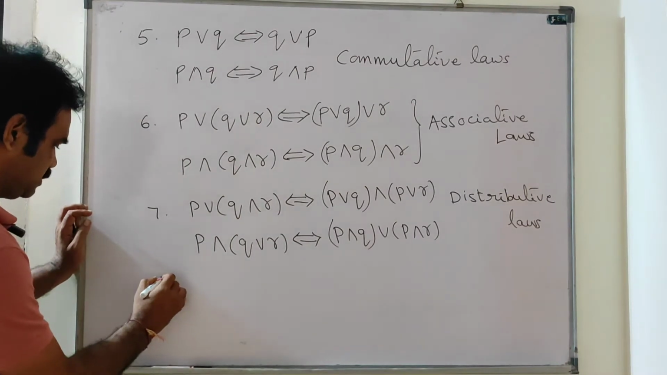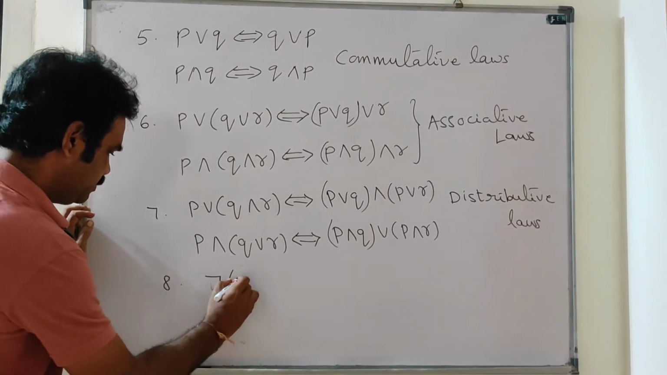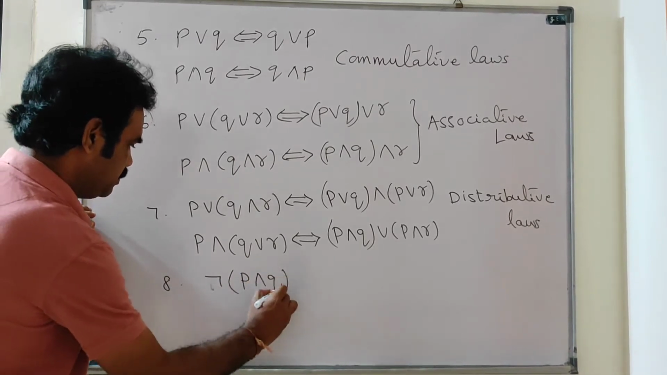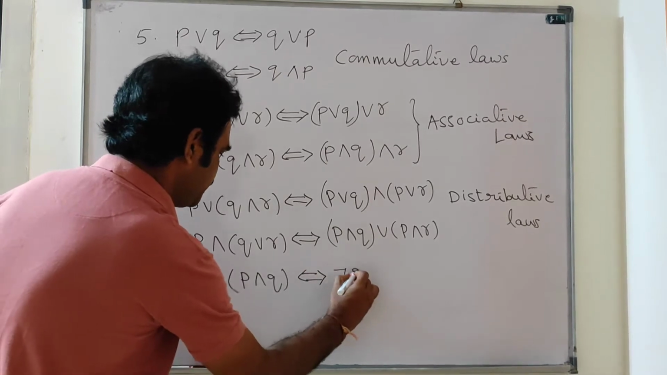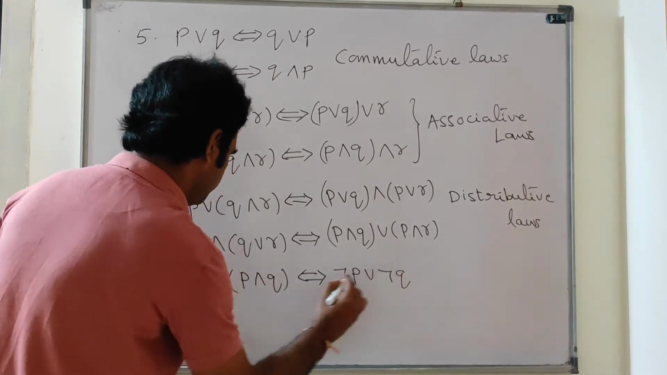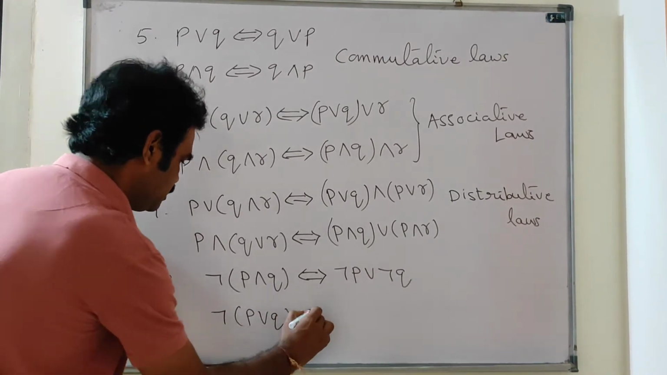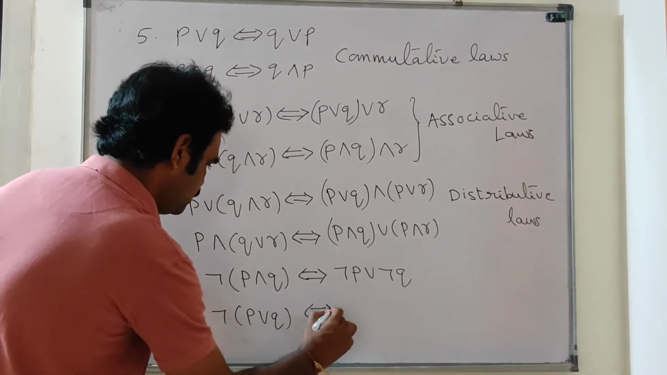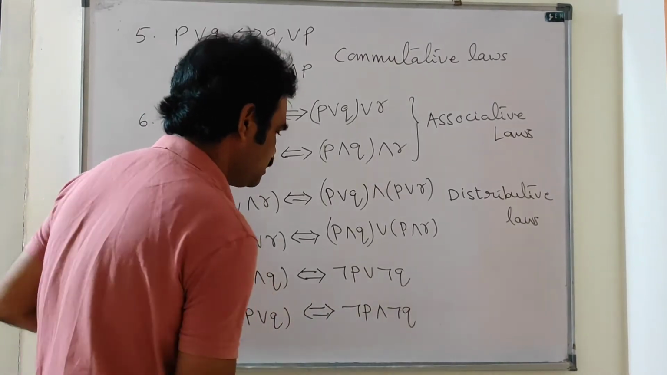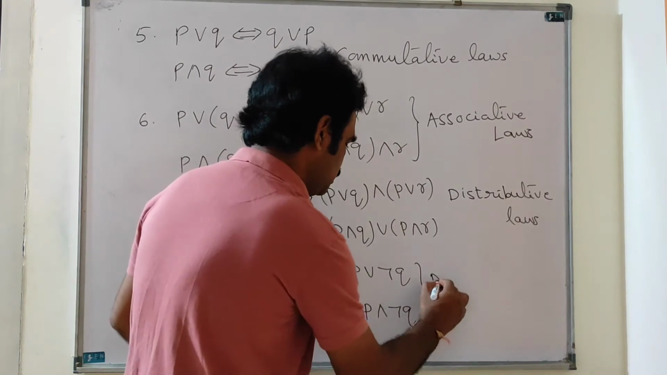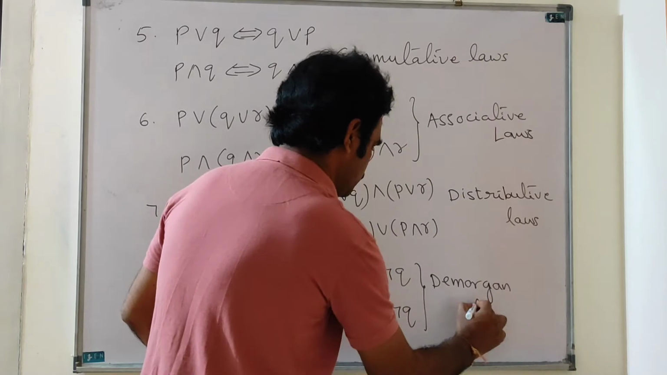Next, negation of (P and Q) is logically equivalent to negation P or negation Q. Negation of (P or Q) is logically equivalent to negation P and negation Q. These are known as De Morgan laws.